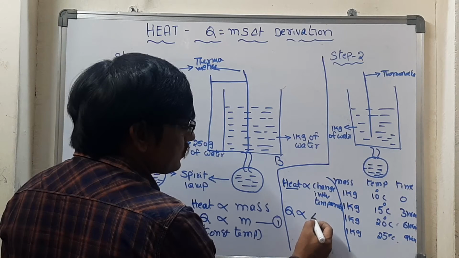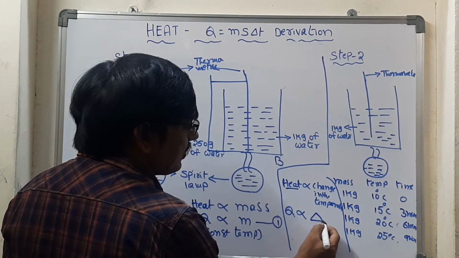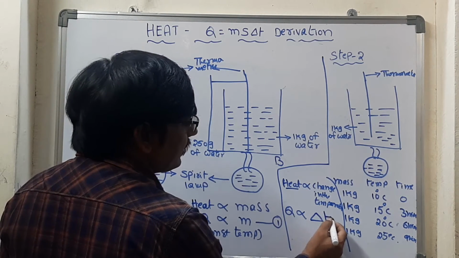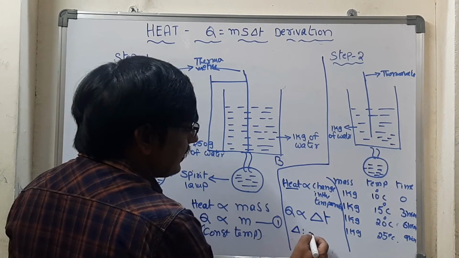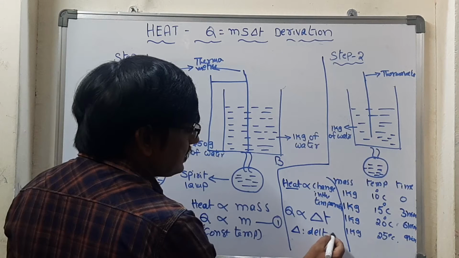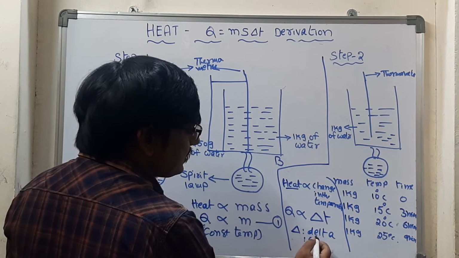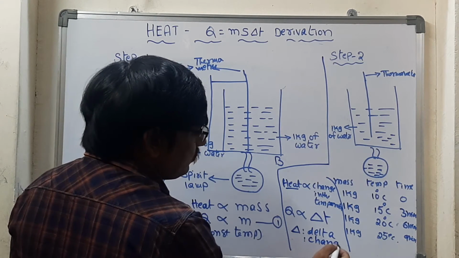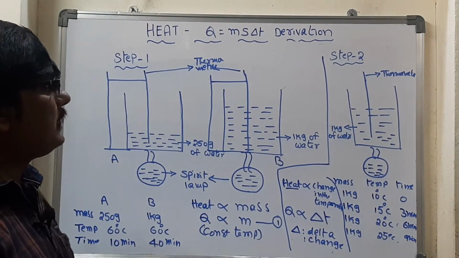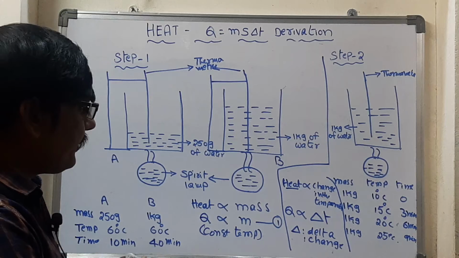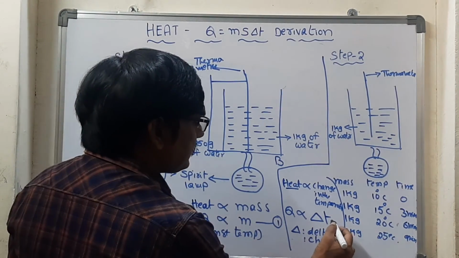This is the letter delta. Delta T we can call the change in temperature. In physics, we use this to express a change. Whenever the word change comes in physics, we can use the delta symbol. Okay, got it? Consider this as the second equation.